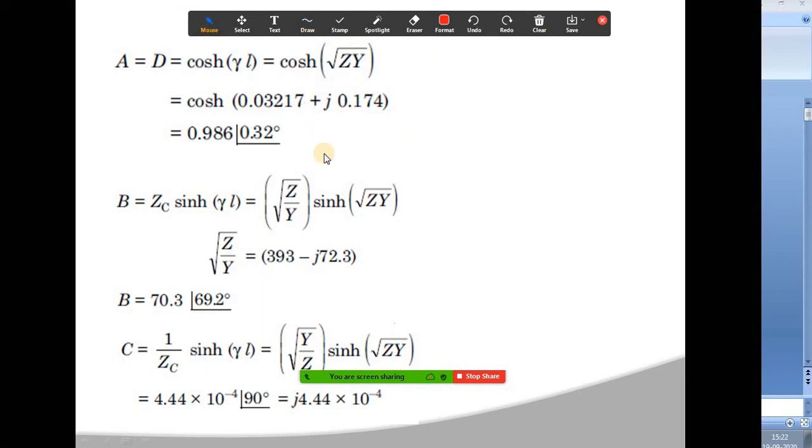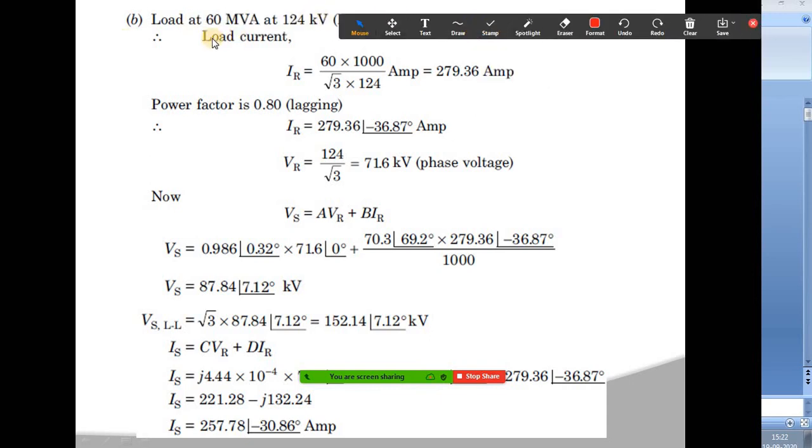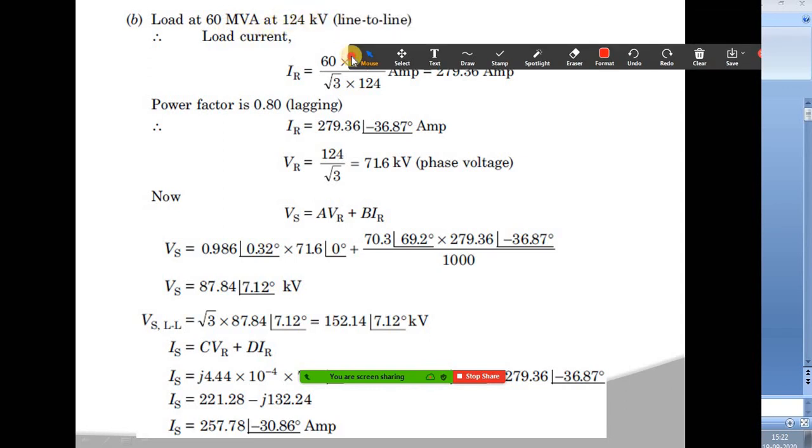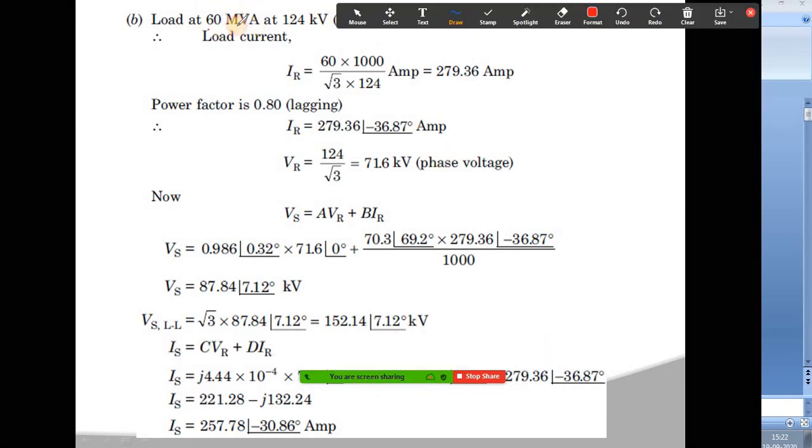So then you can calculate the sending end voltage and the sending end current also. Okay, right. Before that, the load is given as 60 MVA and receiving end voltage is 124 kilovolts and power factor is 0.8. Okay, so here if you see, apparent power is given here, not the active power. That means S value is given. So S is equal to, for a three-phase transmission line, root 3 into VL into IL. Okay, so here in place of VL and IL, you have to write VR into IR, the receiving end voltage and receiving end current. So this is the receiving end apparent power of the load.